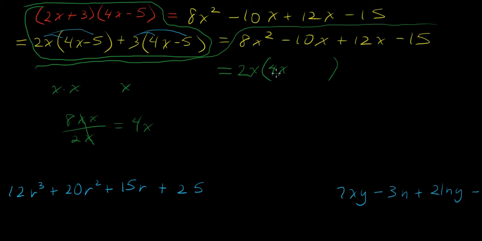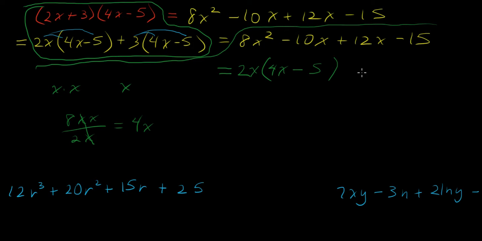Does 2 times x times 4 times x equal 8x squared? Yes, it does. Second term, negative 10x divided by 2x. A negative divided by a positive. 10 divided by 2 is 5. X divided by x is 1, so it's 5 times 1, but obviously we don't need to put that.